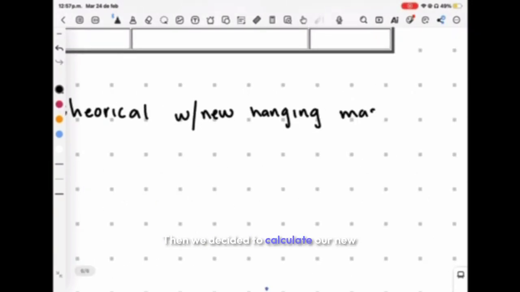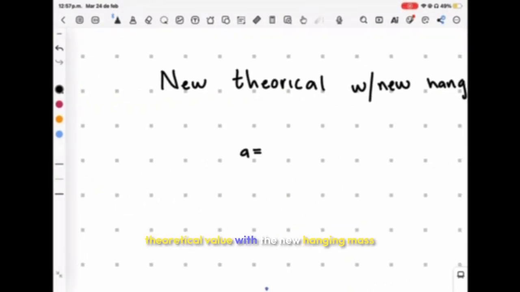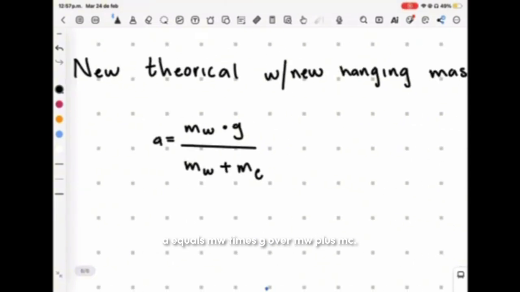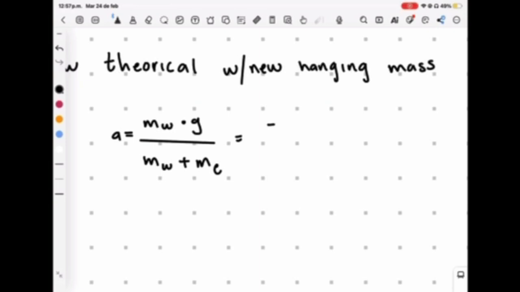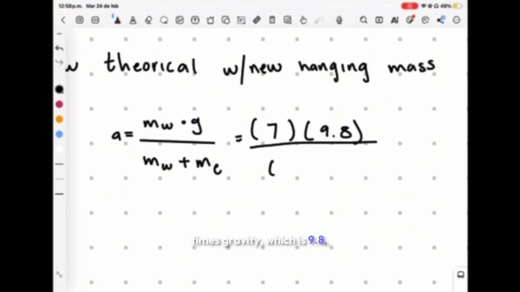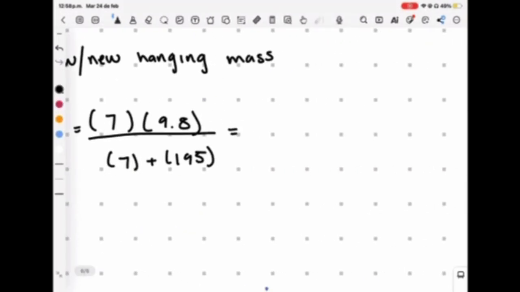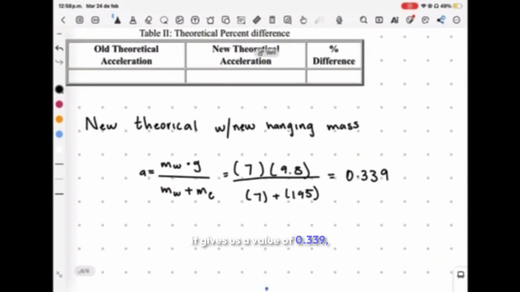Then we decided to calculate our new theoretical value with the new hanging mass that we obtained, with the formula a equals m_w times g over m_w plus m_c. Then we plug in our values, which for m_w was 7 grams, times gravity, which is 9.8, over the mass of the weight again, 7 grams, plus the mass of the cart, which is 195. Plugged into our calculator, it gives us a value of 0.339, and that's our new theoretical acceleration.